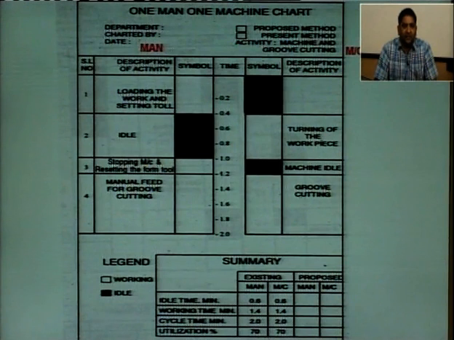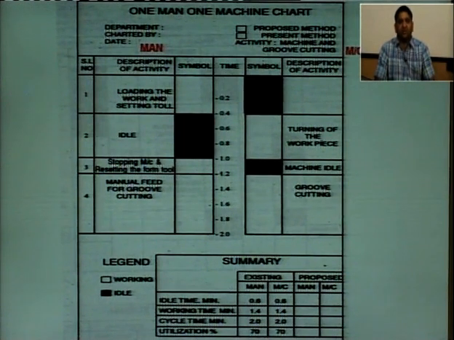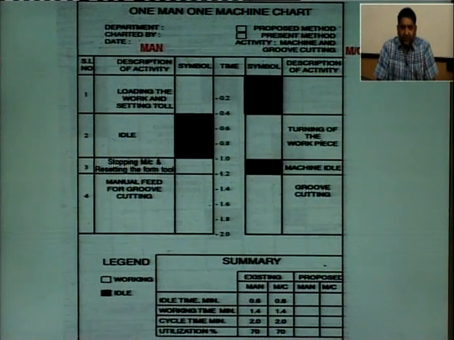On the left hand side, serial number 2, the man remains idle from time 0.4 to 1 minute. For the next 6 minutes, the machine is doing a job of turning. That means for that particular time, the man remains idle.